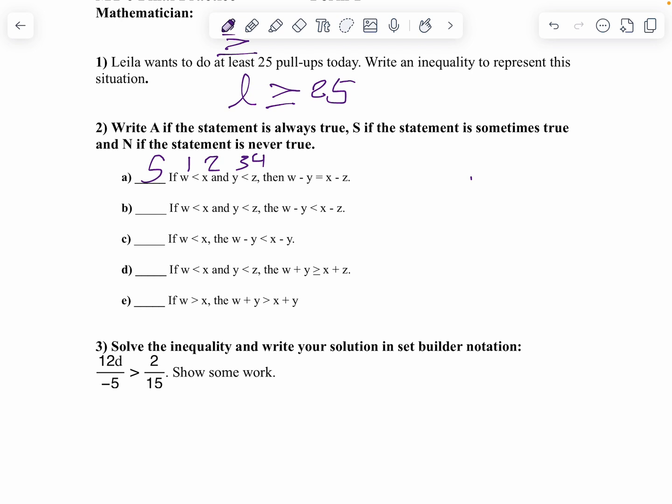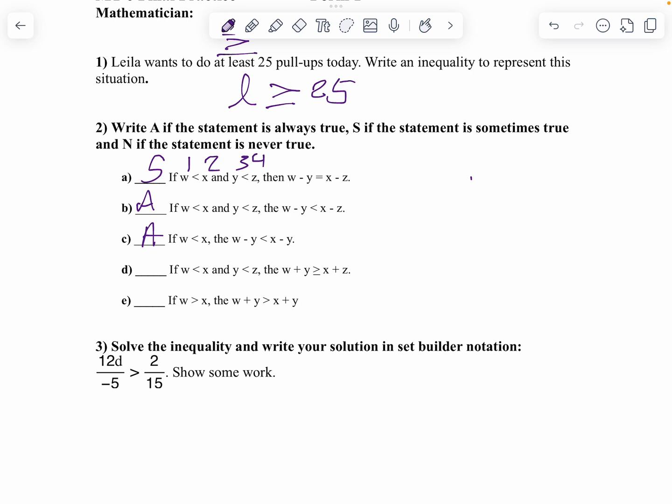Now, if W is less than X and Y is less than Z, if I change that to subtraction, notice that will always be true, won't it? Because W is less than X, Y is less than Z, and then if I make them less than, there's no case where you can't make that true. How about if W is less than X and then W minus Y is less than X minus Y? That's what we did in lesson 1. If you subtract the same thing, it's always going to be true.